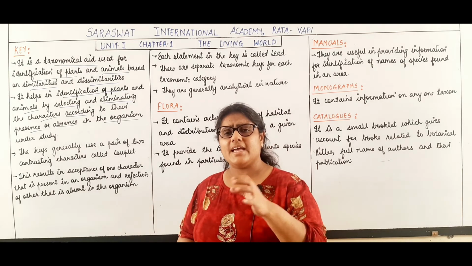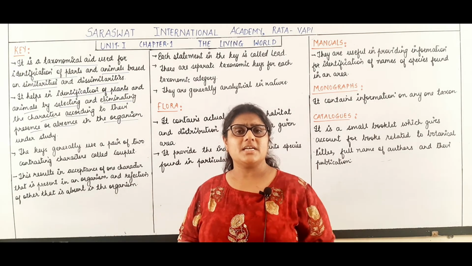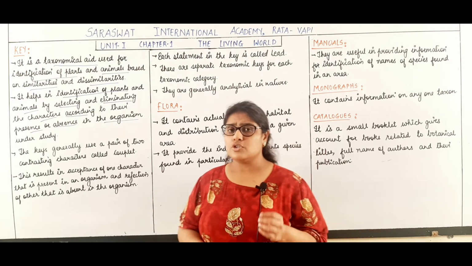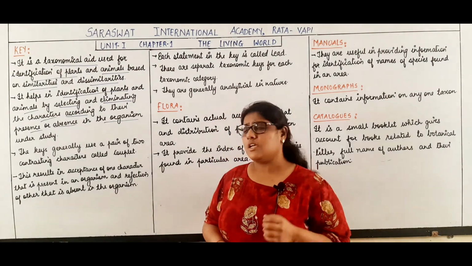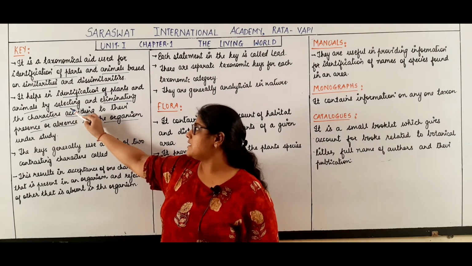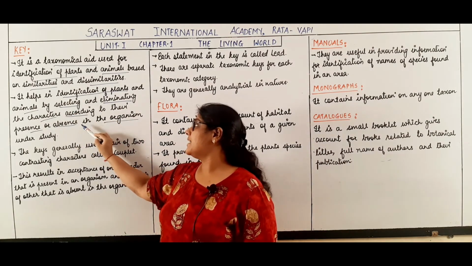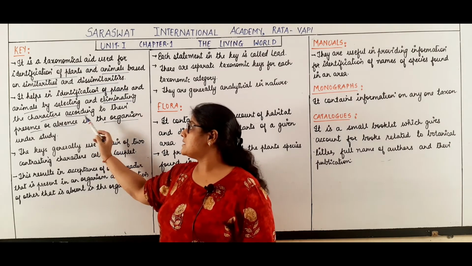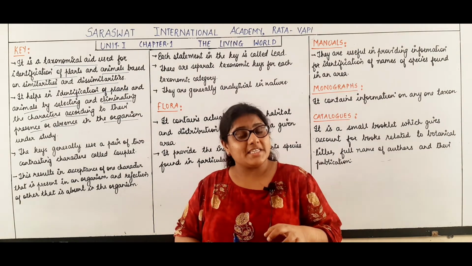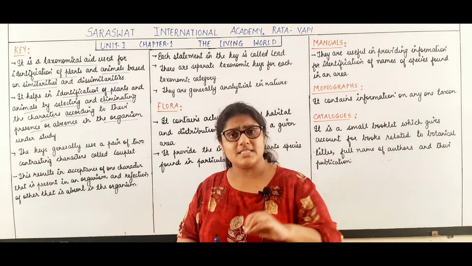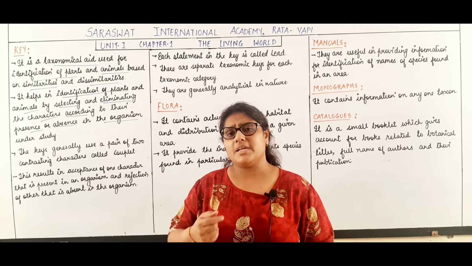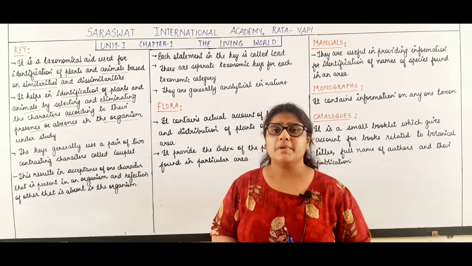Suppose the character we are considering is, for example, the mammary gland. Those organisms in which the mammary gland is present will be selected. Selecting and eliminating the characters according to their presence or absence in the organisms under study: the character which is present in the organism will be selected, and the character which is not present will be rejected.